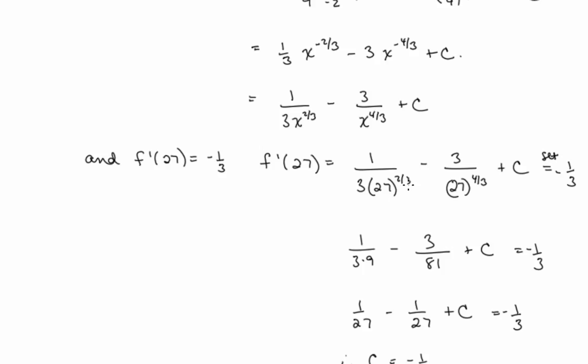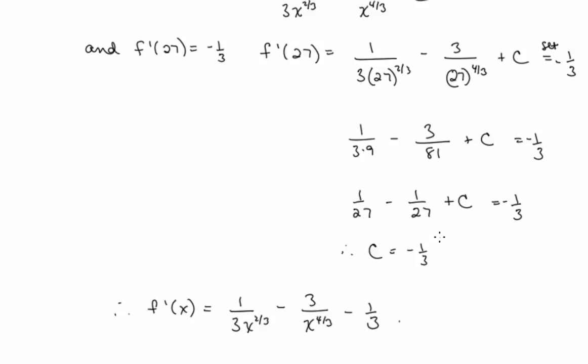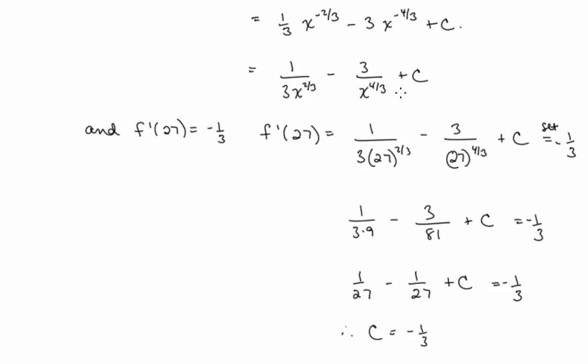27 to the 1/3 is 3, so square that, we get 9. So this is 1 over 3 times 9. Again, 27 to the 1/3 is 3. Take that to the 4th power, we get 81. So this is minus 3 over 81, which simplifies to 1 over 27. And so here we have c must equal -1/3. So we go back and plug that into our formula for f prime.